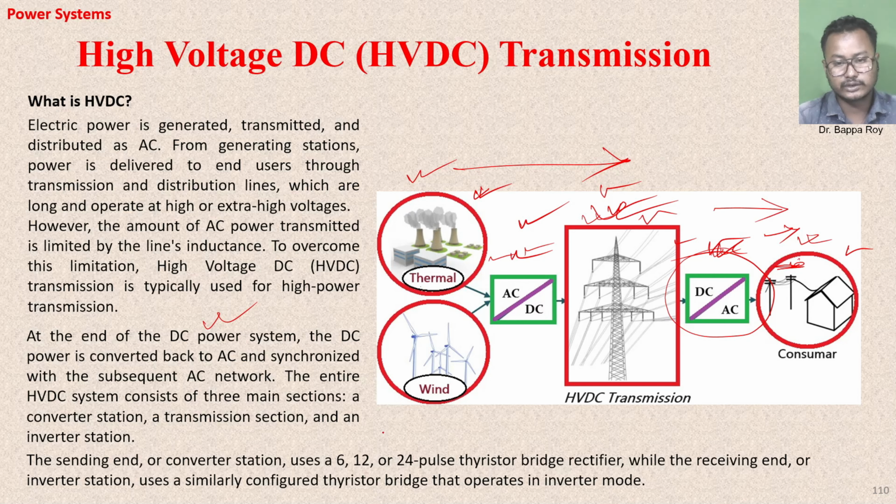Is this a 6, 12, or 24 pulse thyristor? The thyristor is not shown in the figure. Bridge rectifier, while the receiving end or inverter station uses a similarly configured thyristor bridge that operates in inverter mode. Here we use it here.